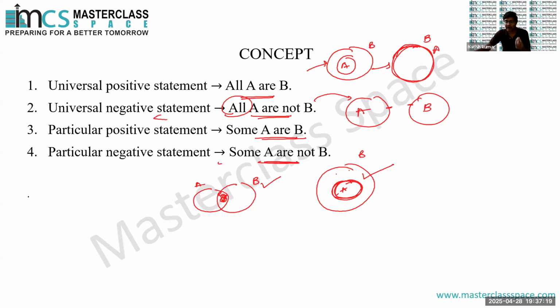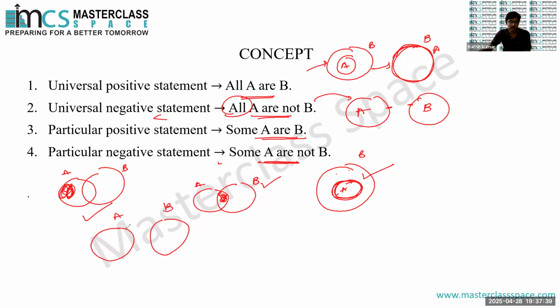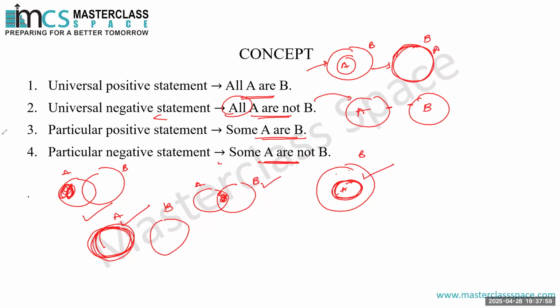Then we have some A are not B. That means I have to find if there are some A which are not B. If I consider something like this, there is this part of A which is not a part of B. So this is a valid figure. And this will also be a valid figure, because I have some A which are not part of B. So I have all this A which is not a part of B. So this is also possible. All of you, did you understand this? Because if you don't understand this, we can't move forward. Yes, sir. Okay, fine.